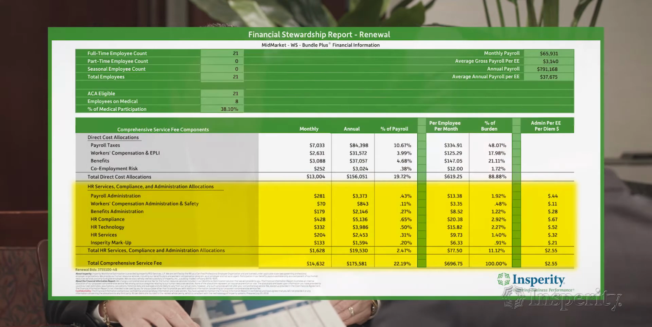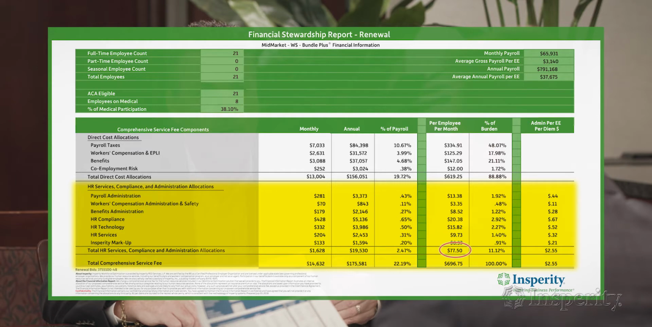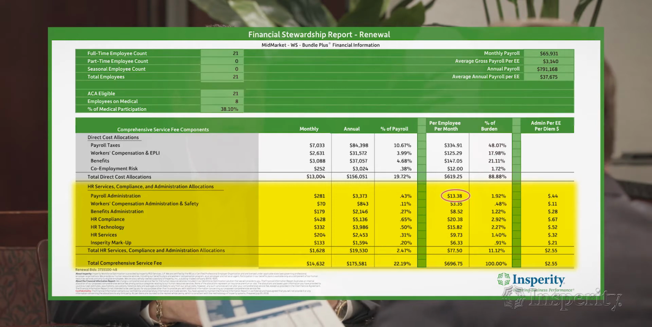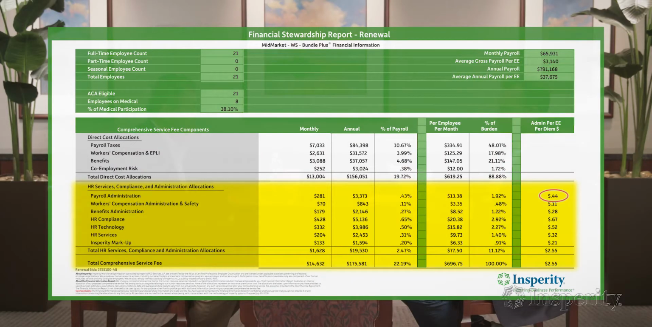So we start off with an admin fee, a monthly admin fee of $77.50, and now I'm going to show you where we're spending those dollars. So the first area we're going to talk about is payroll administration. We use $13.38 a month of the $77.50 to cover our estimated cost to provide payroll administration services to you and your worksite employees. This would be payroll, accounting, finance, things such as that. And that works out to be about 44 cents a day.